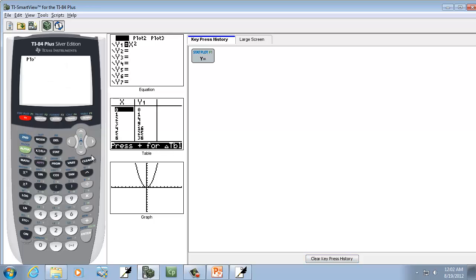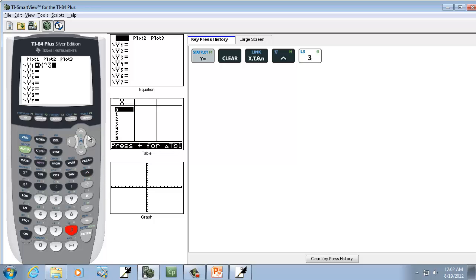I'm going to press y equals, press clear. I'll do an x key, and how you do any exponent on your calculator, besides the x squared, which has its own button, is you do it with a caret, and that's what's the exponent. Then I do 3, and then I push graph. And there's our y is equal to x to the third.